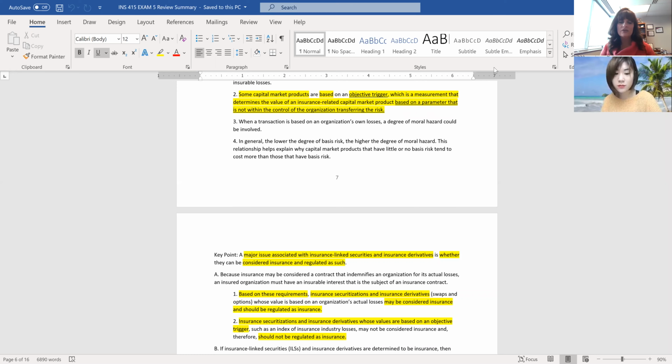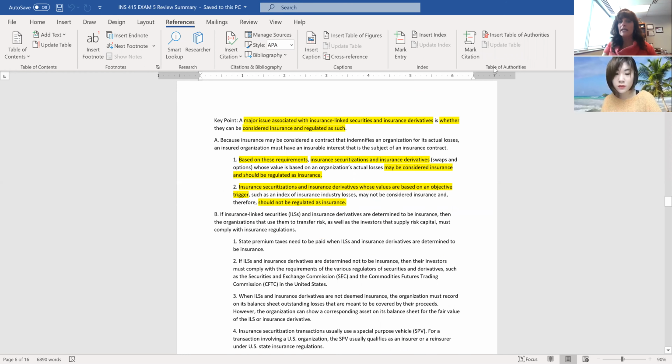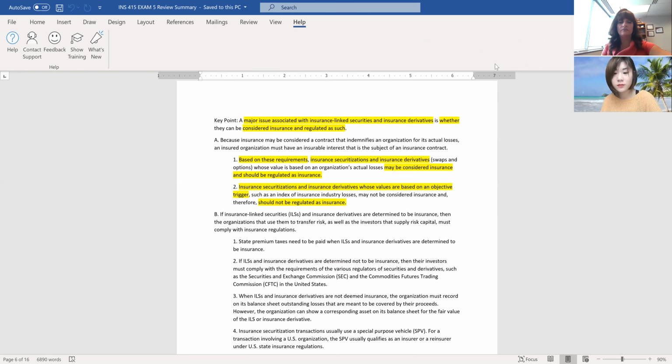Some of the issues with an ILS and derivatives is whether it should be regulated like an insurance company or regulated like an insurance product. They do require a lot more scrutiny if it's an insurance entity. So the more that you have objective triggers, like a specific event occurred, rather than you just turning in and saying I need money, the less likely it's going to be regulated as insurance.